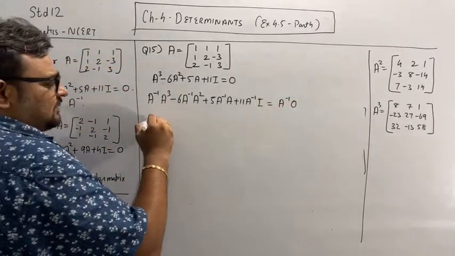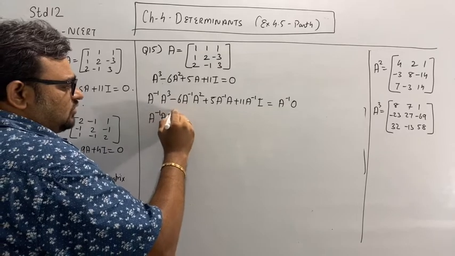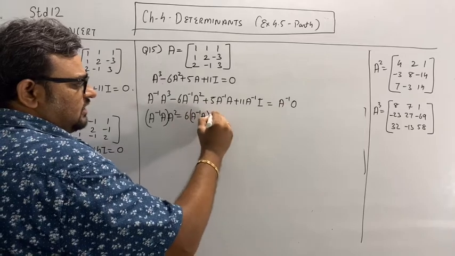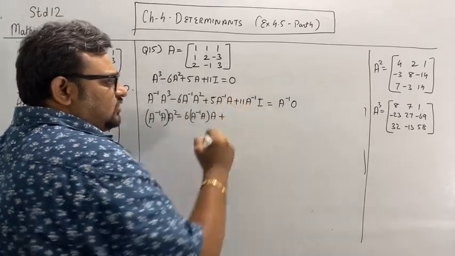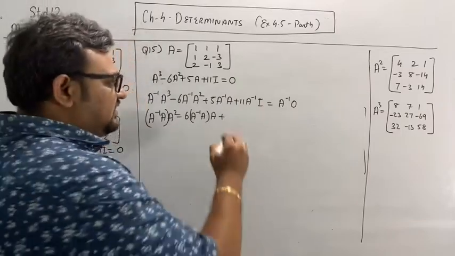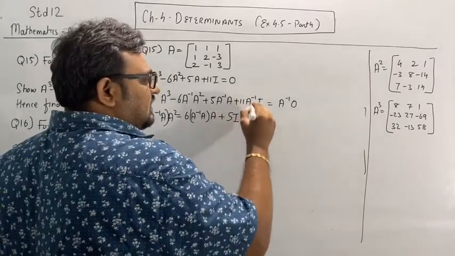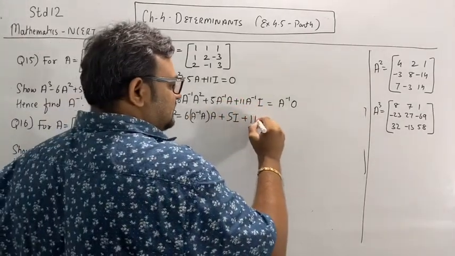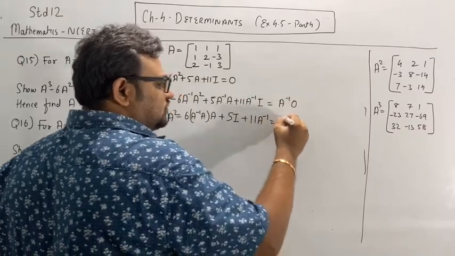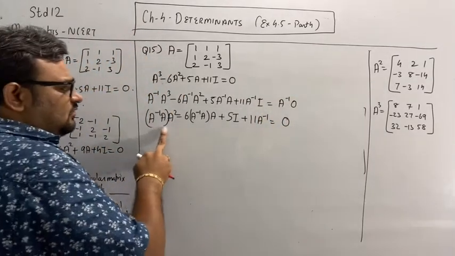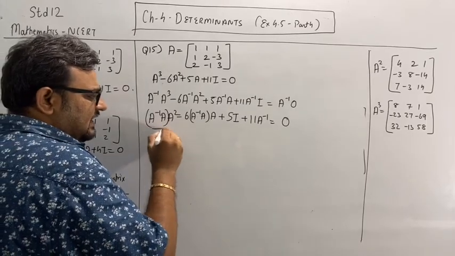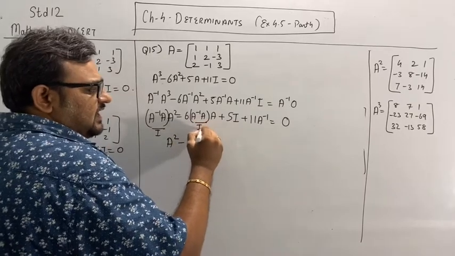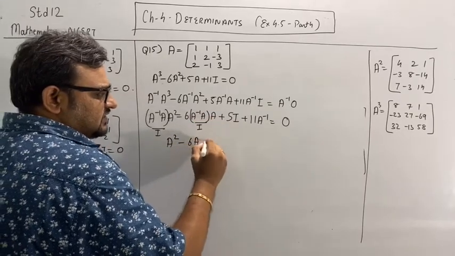So now I will separate it: A inverse into A square, 6, A inverse into A. A inverse into A, that will be equal to the identity matrix I. A inverse into I, that will be equal to A inverse. And any matrix multiplied by the 0 matrix, that will be the 0 matrix. So now A inverse into A, that is I, and I into A square. Again, A inverse A into A, and I into A, 6A.